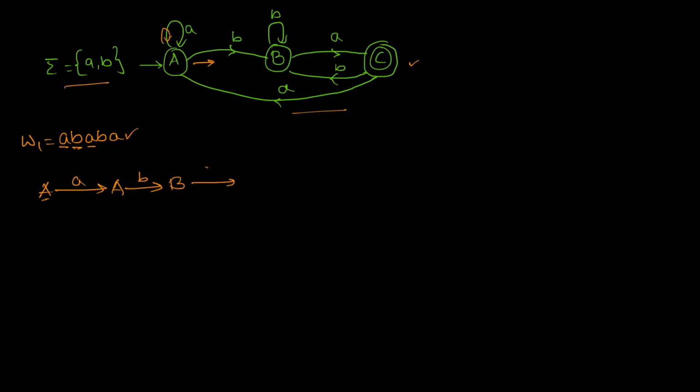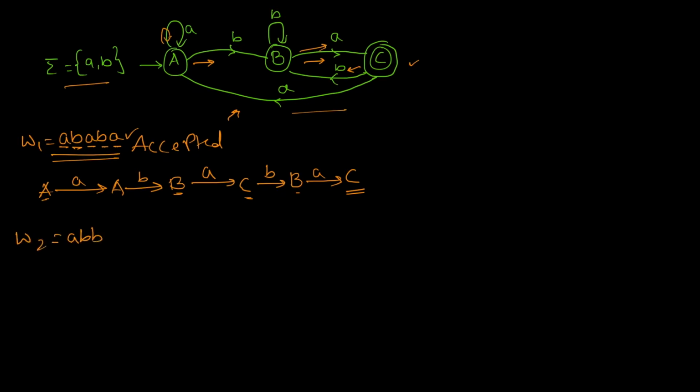On seeing A from state B, we go to state C. On seeing B from state C, we go to state B. On seeing A from state B, we go to state C, and since state C is the final state and we are done with the string, we can say that the given string is accepted by the finite automata.